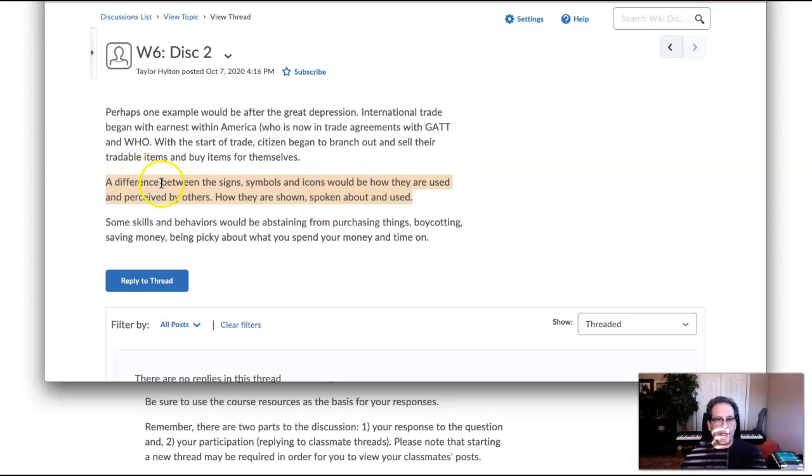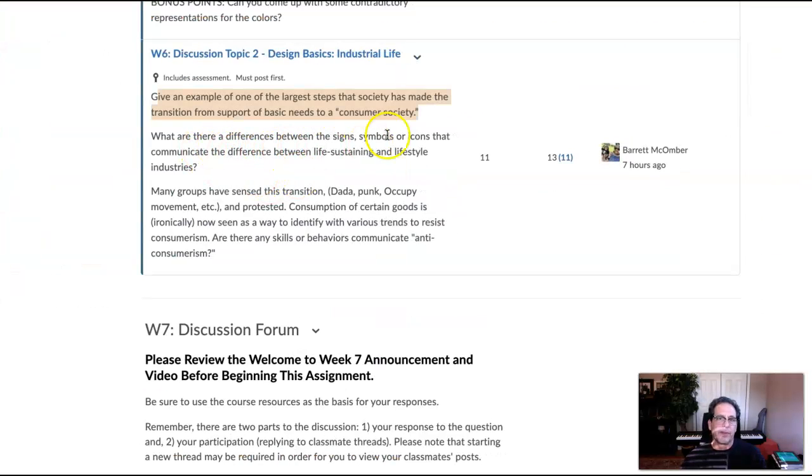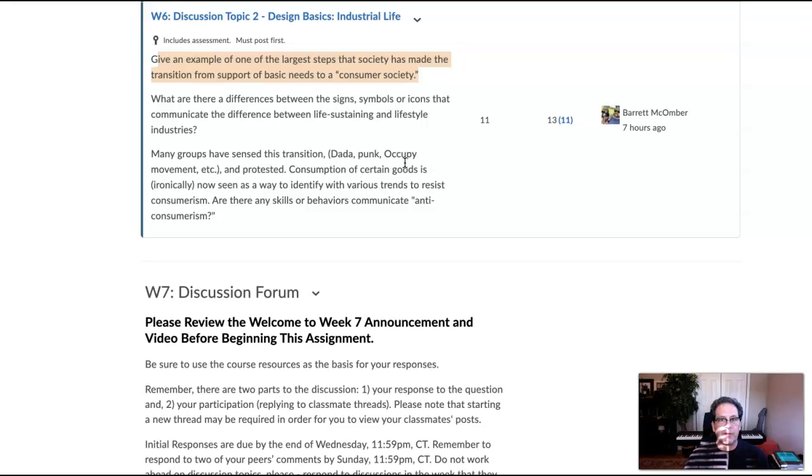So what we want to do is take a look at the difference, and again, the question is, what are the differences between signs, symbols, and icons that communicate the difference between life-sustaining and lifestyle industries. So you want to research icons, signs, and symbols used in life-sustaining industries, and then compare and contrast the design of those signs, symbols, and icons with the design of signs, symbols, and icons used in lifestyle industry. So basically, you're going to look at the design of these and compare the two between a life-sustaining industry and a lifestyle industry.